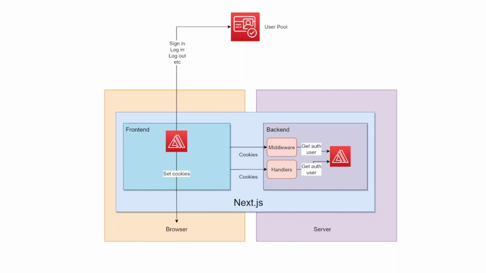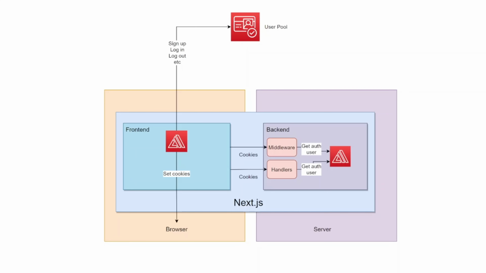Let's look at the diagram of how we are going to use AWS Cognito with Next.js. Here we have a Next.js application that has a front-end and a back-end. Front-end runs in a user browser and back-end runs on a server. The AWS Amplify library runs on the front-end and communicates with the Cognito user pool to sign up, log in, log out users, and do some other actions. It also sets cookies in the user's browser to persist the state. Then those cookies are passed to the backend, where the Amplify library gets the authenticated user from those cookies, and this authenticated user can be used in middleware or handlers.